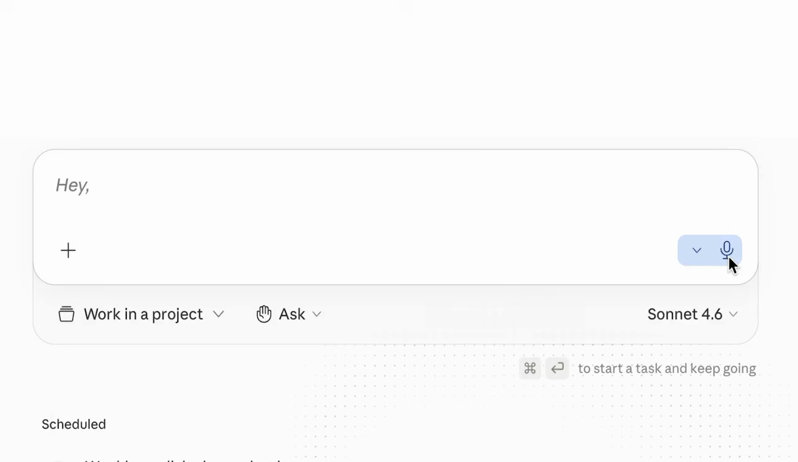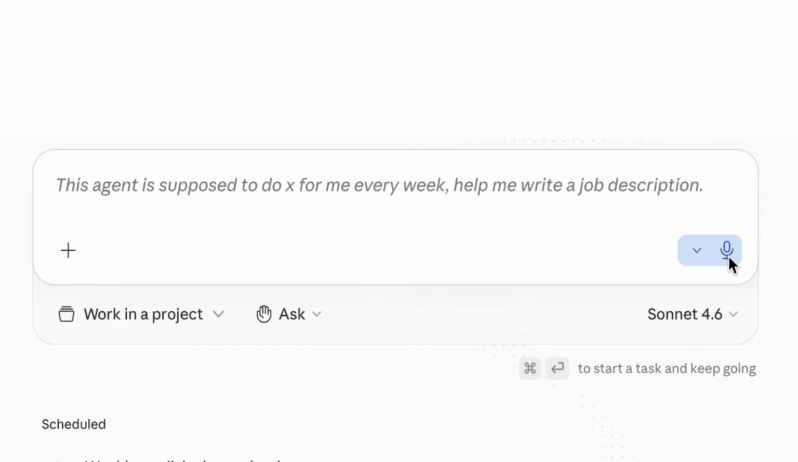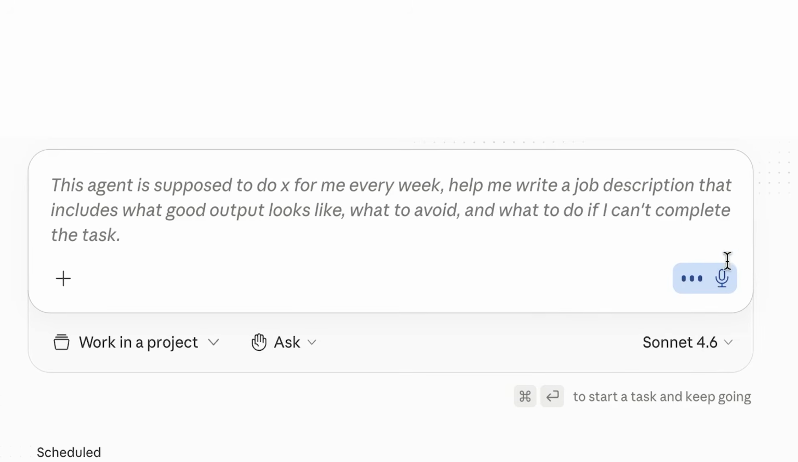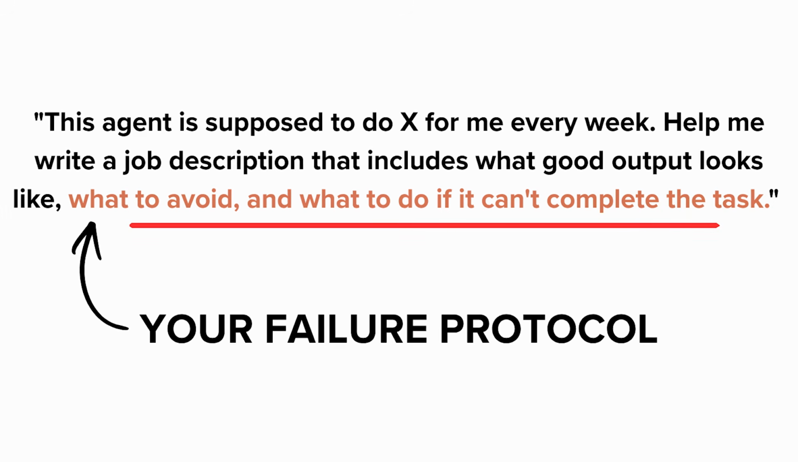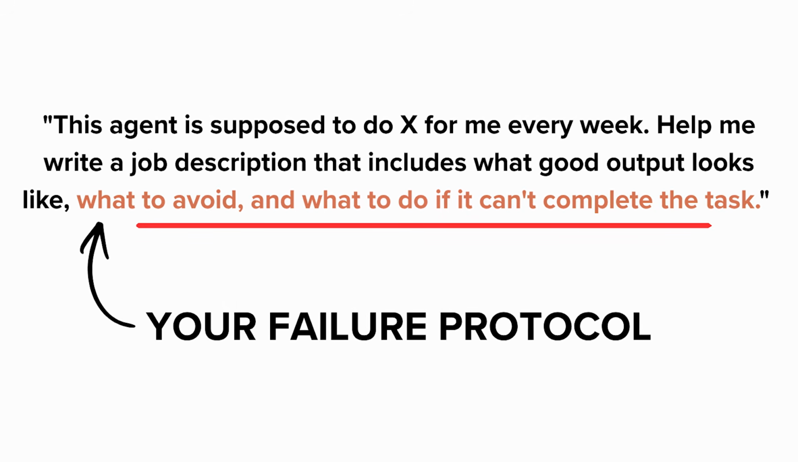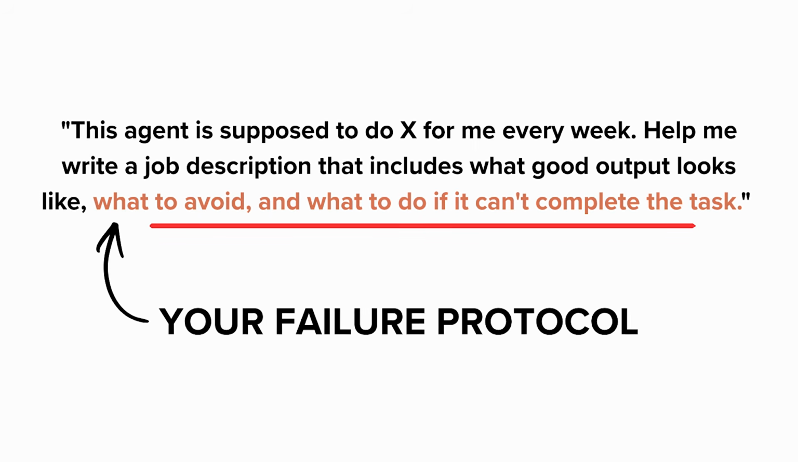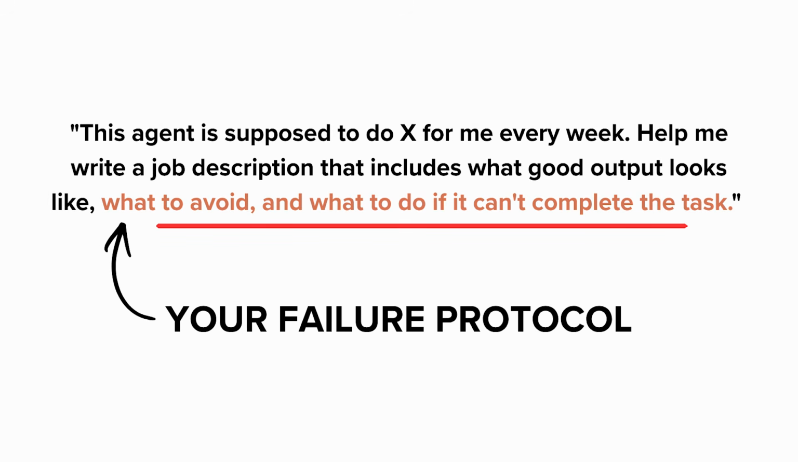Open whatever agent you want to improve, tell Claude what it's supposed to do, and ask it to help you write a proper job description. Something like this. This agent is supposed to do X for me every week. Help me write a job description that includes what good output looks like, what to avoid, and what to do if it can't complete the task. That last part, what to do if it can't complete the task, is your failure protocol. You're not building it separately, you're building it into the job itself.